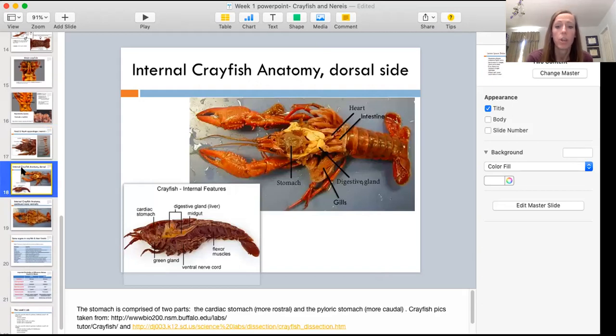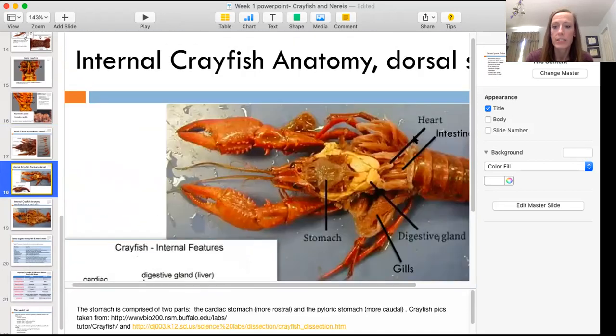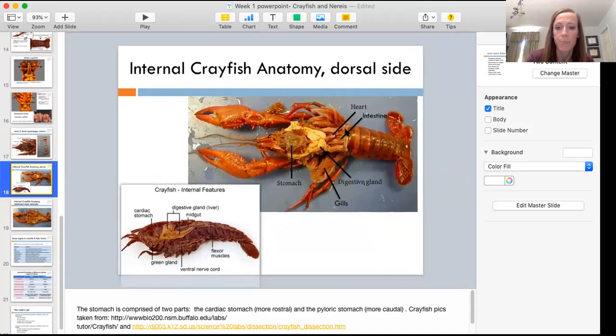So if you cut the carapace off of the cephalothorax and just remove that, this is basically what you will see then. You'll see a lot of structures in here, many of which are associated with the digestive system. Okay, so you might take a pair of scissors and cut. You can cut along the midline or along the side and remove that carapace.